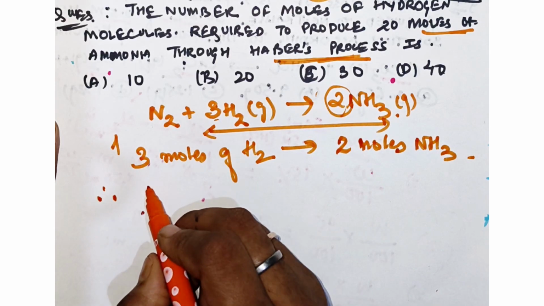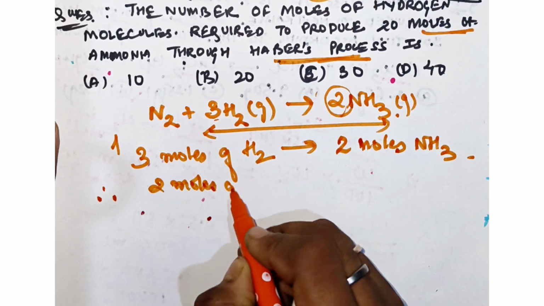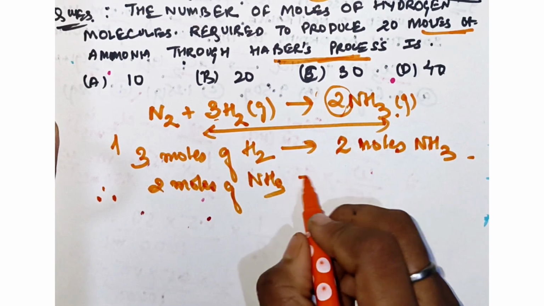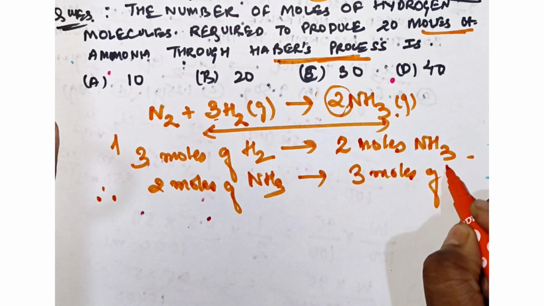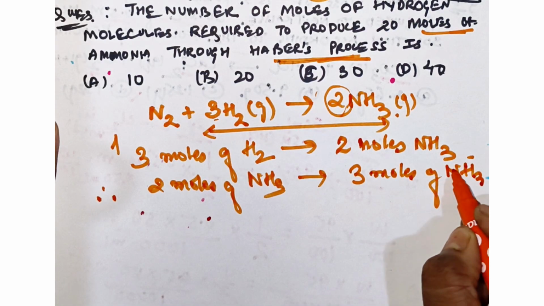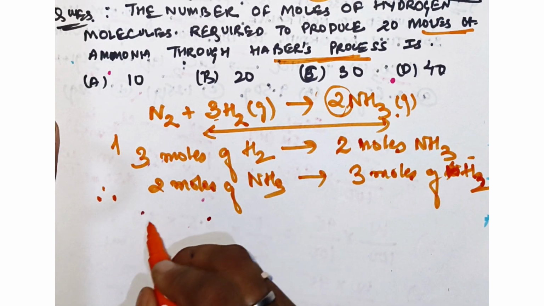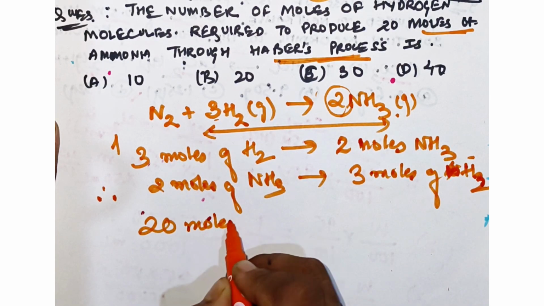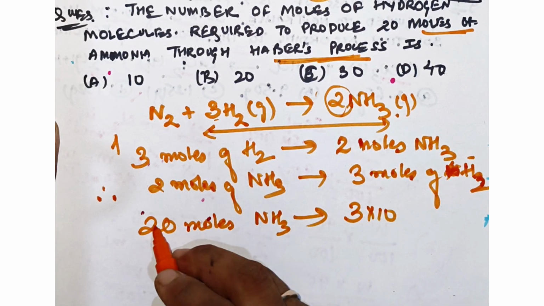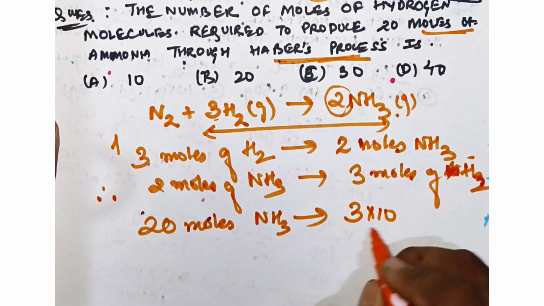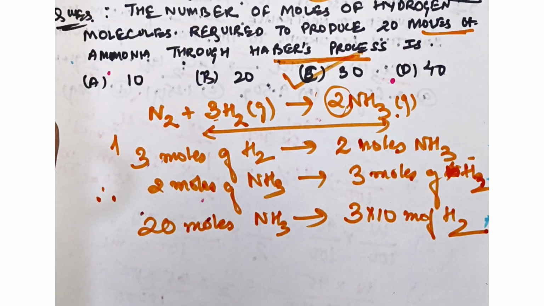or therefore we can write also in the opposite way, that is, 2 moles of ammonia to be produced requires how much? 3 moles of hydrogen is required. Okay, now if 20 moles of NH3 you have to produce, how much will it require? If you multiply by 10 on the left hand side, multiply by 10 on the right hand side, so 30 moles of H2 will be required. So your answer is 30.